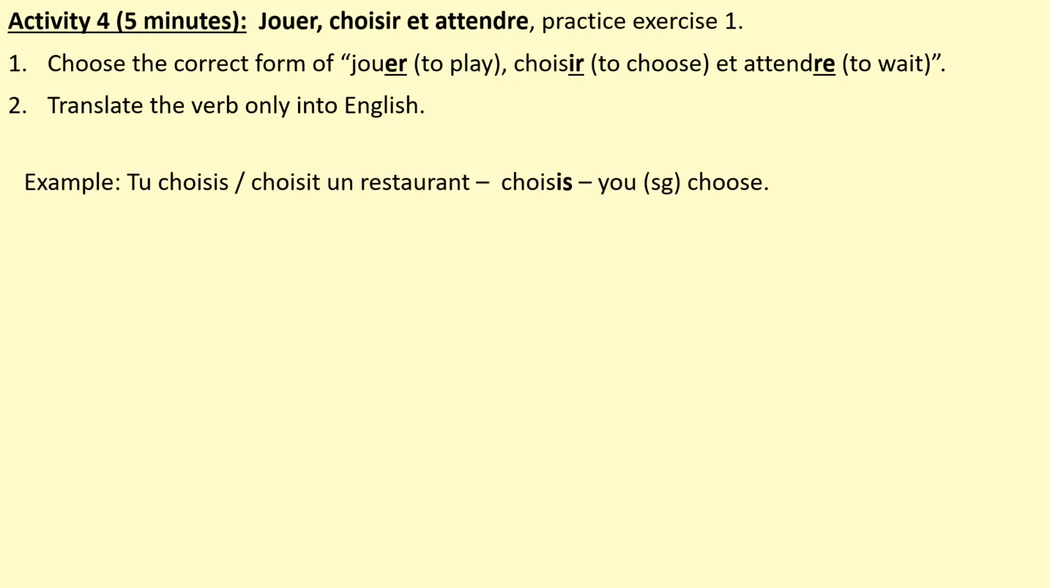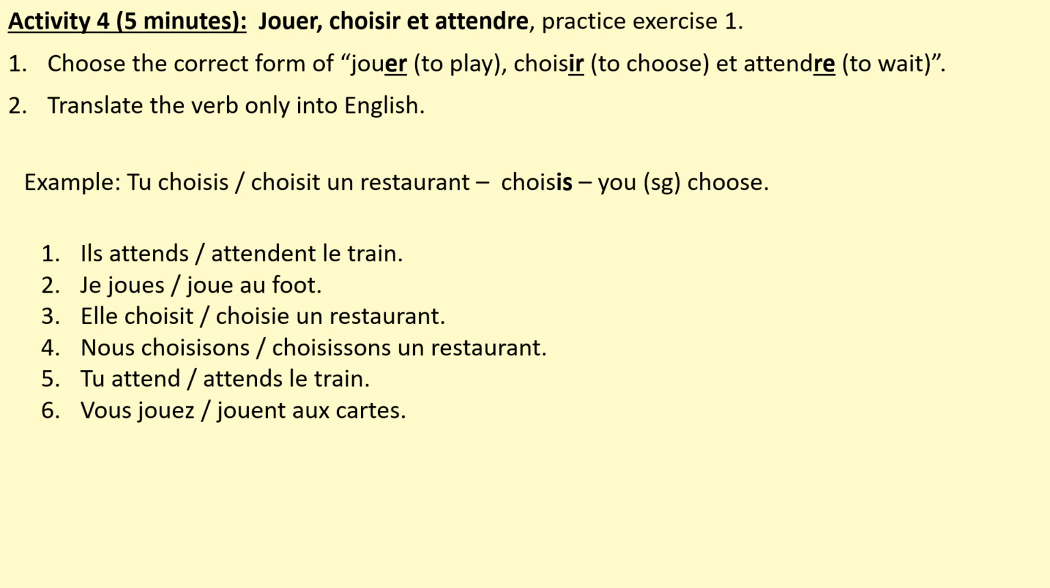And you're going to translate only the verb into English. So for example, tu choisis ou choisit un restaurant. One ends in IS, one ends in IT. If it's tu, if it's you singular, what should be the verb ending? You spent that time on Quizlet, you should all know that if it's tu, it ends in is, because it's tu choisis. So replace the ir with is for you singular. And you just need to translate the verb. So you didn't have to say you choose a restaurant. You just had to translate the verb part, which is you choose.